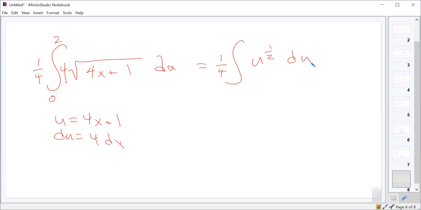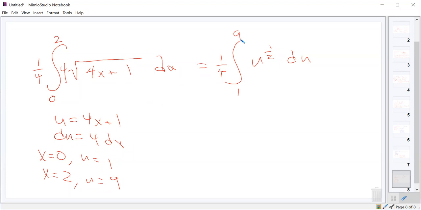So if x is 0, u should be 1. And if x is 2, u should be 9. So we're now looking at an integral from 1 to 9. You all good with that at home? Yes. Great. You all good with that here in class? Wonderful. Okay. So now the arithmetic should be much easier.